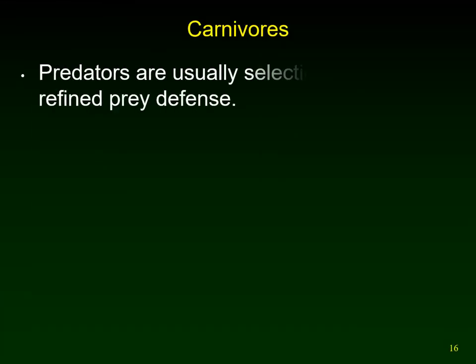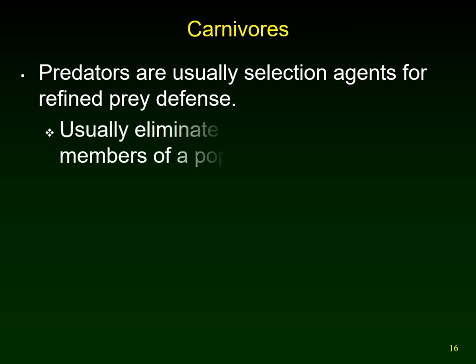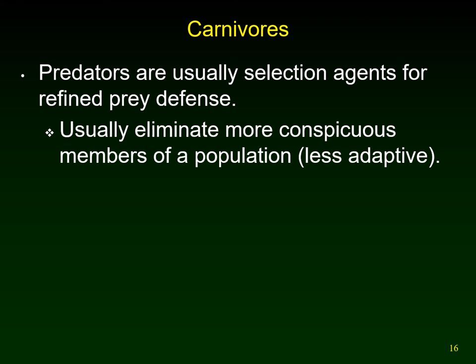So from an evolutionary perspective, the predators are a very strong evolutionary selective agent for refining prey defense. Obviously the prey that are much better able to avoid being eaten are the ones that are going to survive and reproduce, and their genes will be passed on to their offspring. So there is a very strong evolutionary selection pressure. And one of the things we find is that the predators will focus in on the more conspicuous members of a population. Those are the ones that might have some sort of mutation, and the predator can spot them within a crowd.